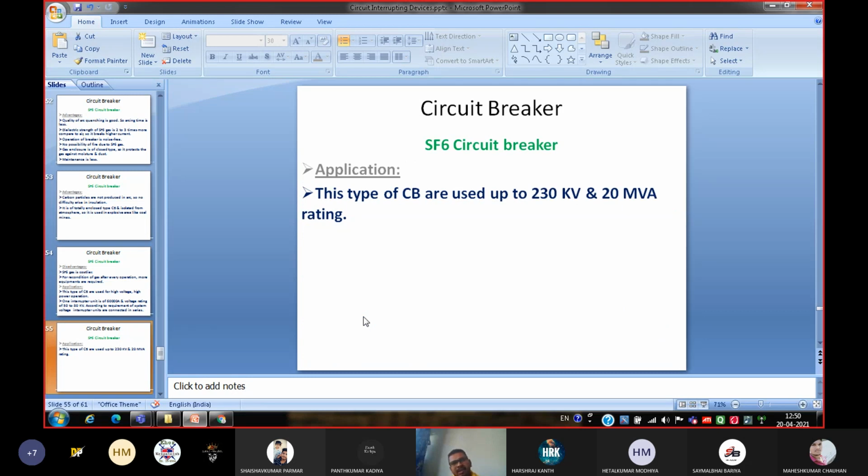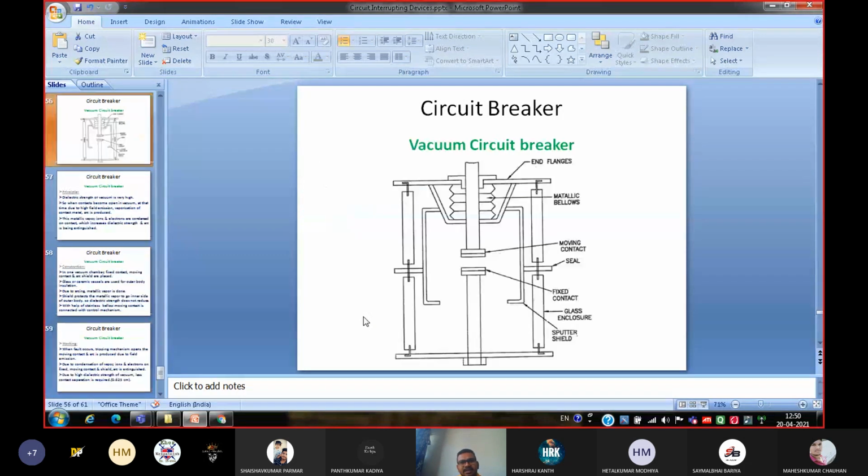Okay, so we can use this type of circuit breaker up to 230 kV and 20 MVA rating. In this system, we can use the SF6 circuit breaker. That is, the voltage of 230 kV and the MVA rating of 20. Okay, this is the SF6 circuit breaker.